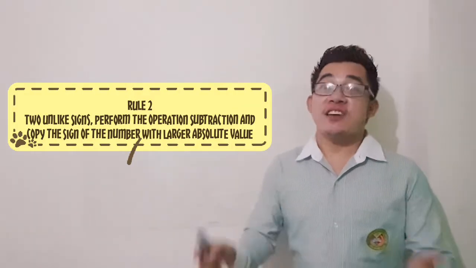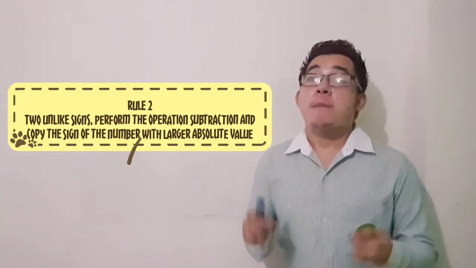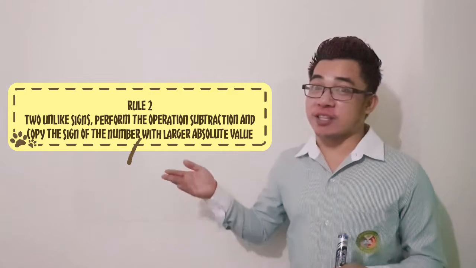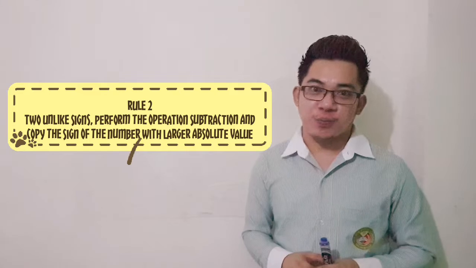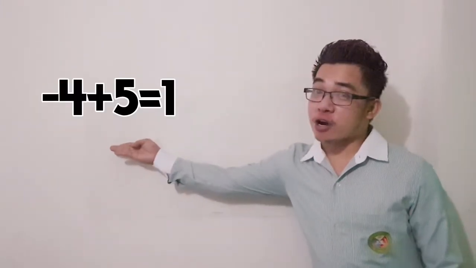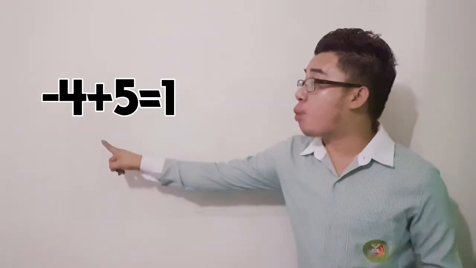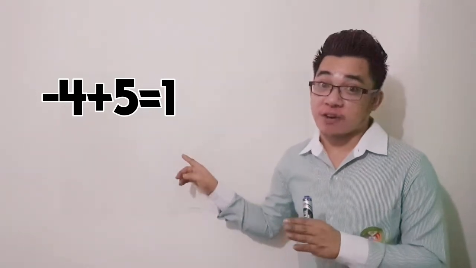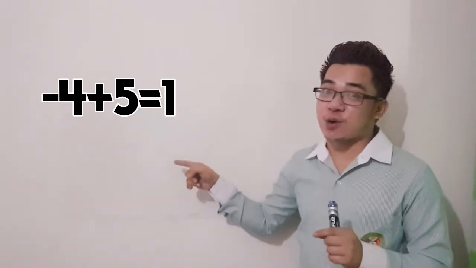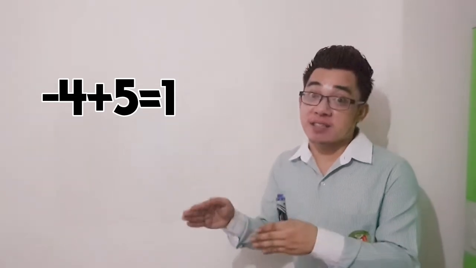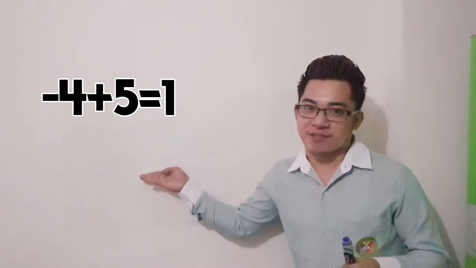Rule number 2. If you have two unlike signs, such as positive and negative, perform the operation subtraction and copy the sign of the number with larger absolute value. Example, negative 4 plus 5. We have two unlike signs. We have one negative and one positive. Therefore, we are going to subtract: 5 minus 4 is equal to 1. The sign is positive because the number with the larger absolute value is 5.